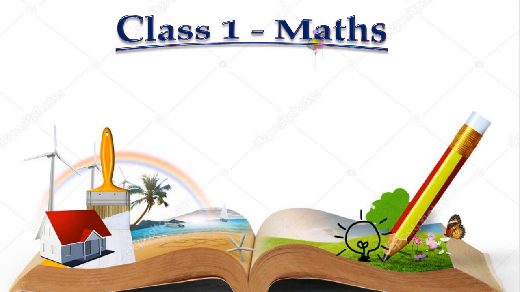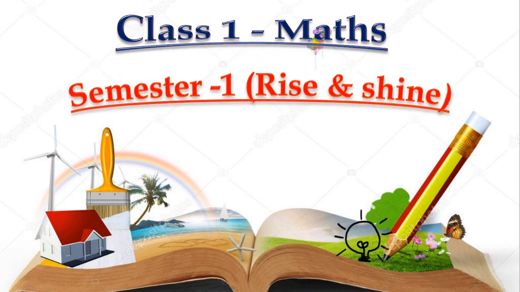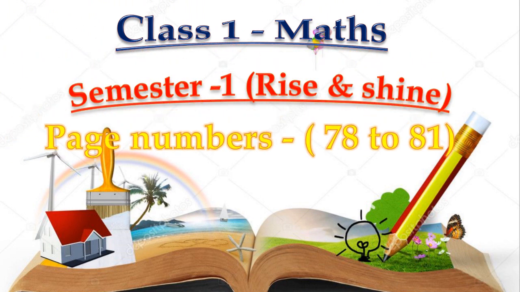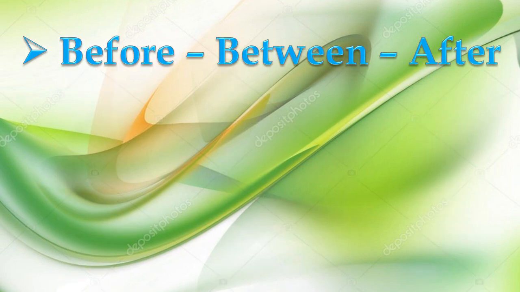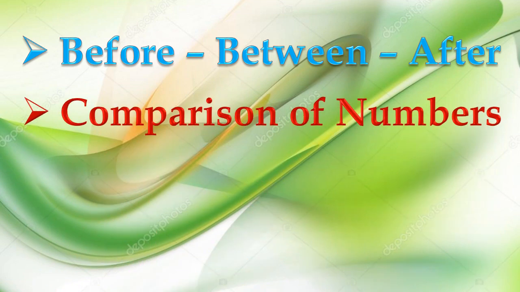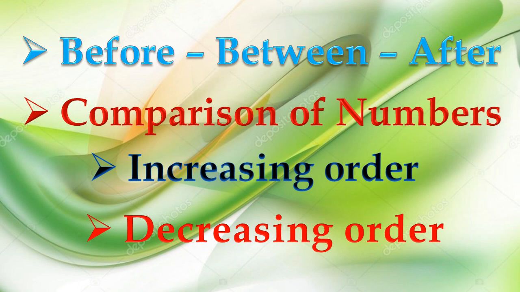First of all, take your textbook, Rise and Shine, Semester 1. See the page numbers 78 to 81. Today, we are going to study before numbers, between numbers and after numbers, and comparison of numbers, and increasing order, then decreasing order.